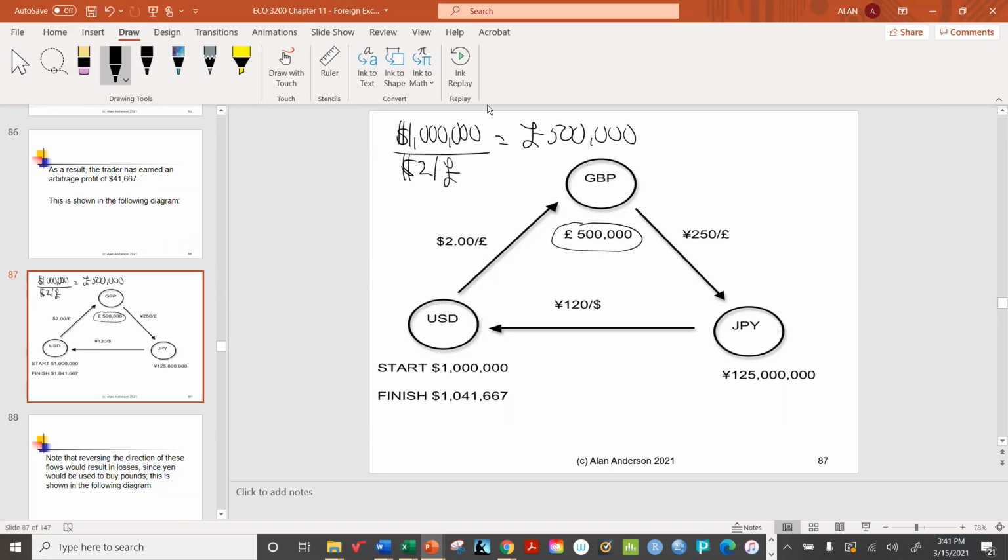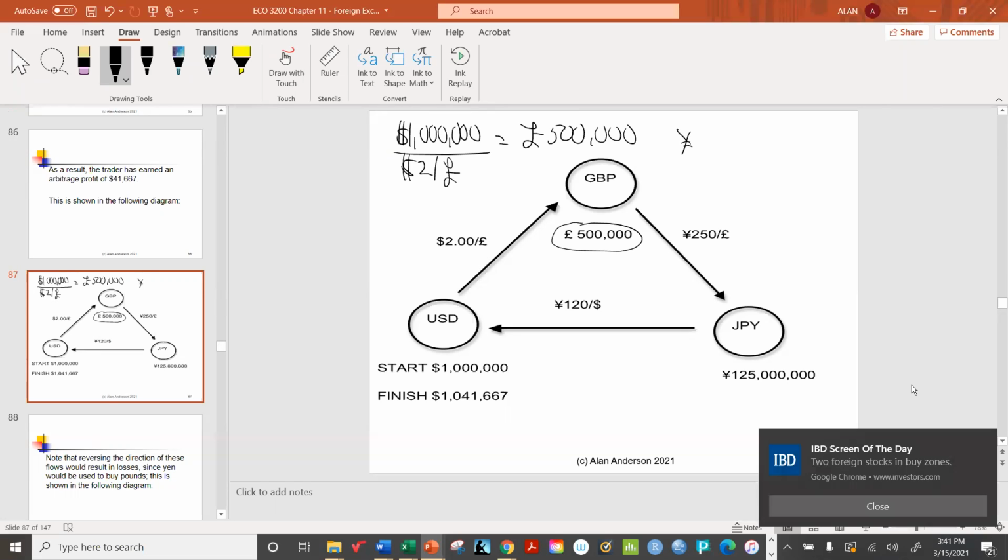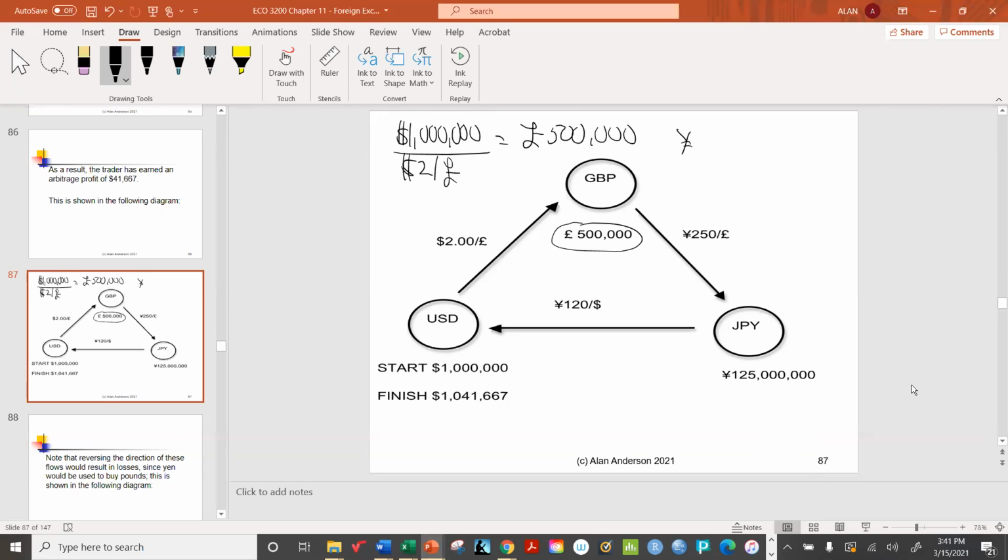Now I'm going to approach that dealer who gave me this bad quote and say, listen, you offered me 250 yen for each pound that I deliver. I would like to take advantage of that, please. And so what's going to happen is you're going to take 250 yen per pound and multiply that by 500,000 pounds. And that's going to give me 125 million yen. Okay, so far I've traded $1 million to get 500,000 pounds, which I then traded for 125 million yen.